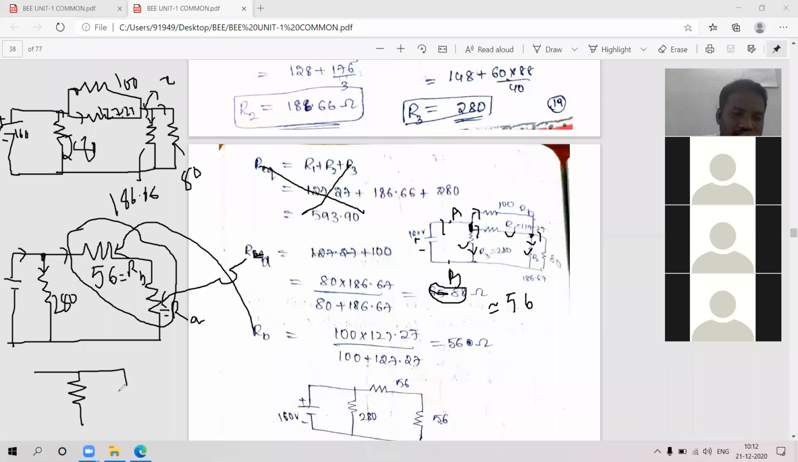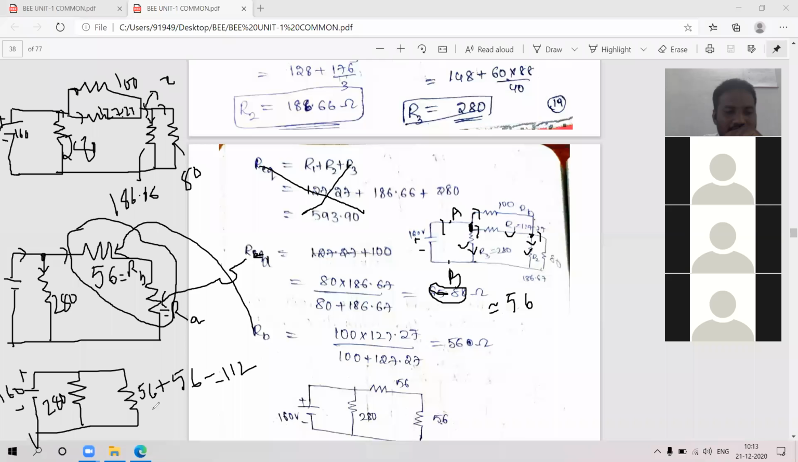So now I can minimize one more time, so that I will get a new circuit like this. 56 plus 56 will be 112. This is 112, and this is 280 ohms. And here the supply is there, that is plus minus 160 volts.